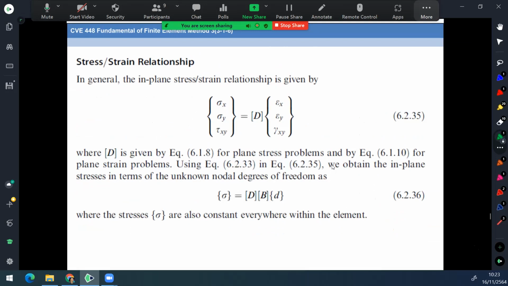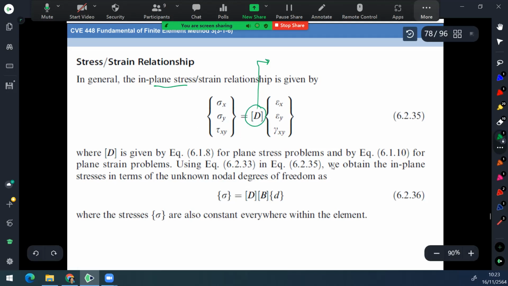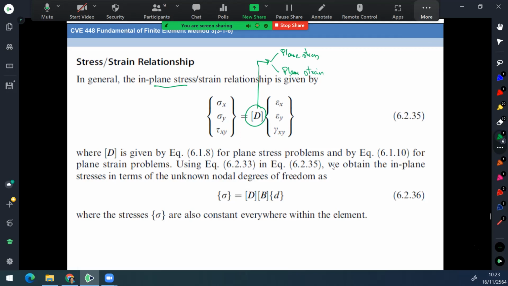And we consider the stress-strain relationship. For the stress-strain relationship, for the case of plane problem, you have to remind yourself that matrix D depends on whether it is plane stress or plane strain. You have to select the correct one, because we simplify the three-dimensional problem to be a two-dimensional problem. So then for matrix D, it is necessary to select the correct one. Is it plane stress or plane strain?